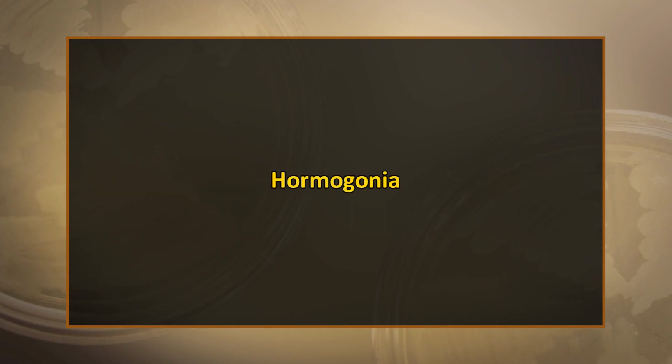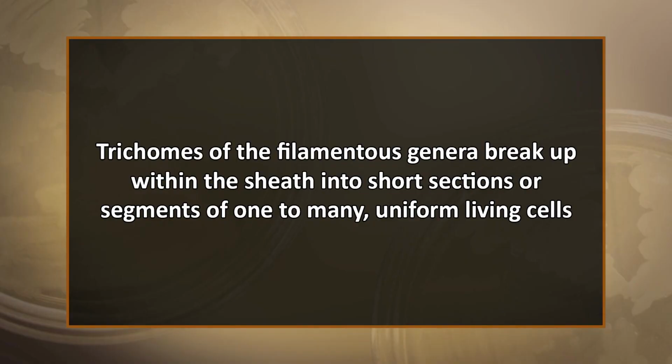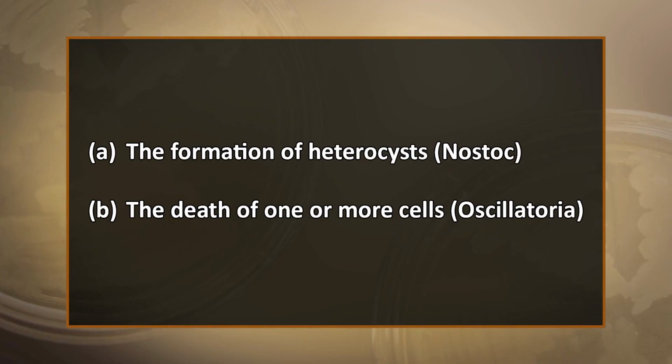Number 8, hormogonia. It is a characteristic method of reproduction in blue-green algae. Trichomes of the filamentous genera break up within the sheath into short sections or segments of one to many uniform living cells. These short segments of trichome are called hormogonia or hormogones. The hormogonia may be separated by number 1, the formation of heterocyst, for example in Nostoc. Second, the death of one or more cells, for example Oscillatoria.